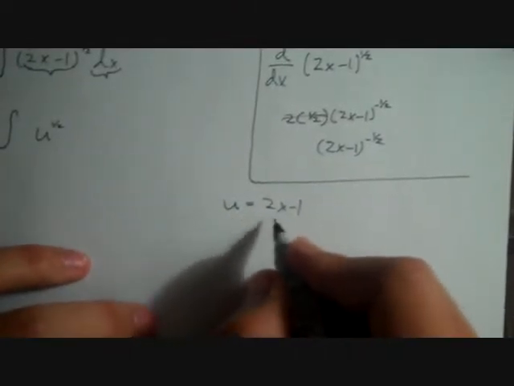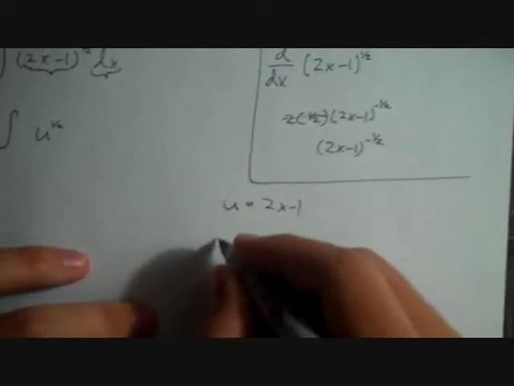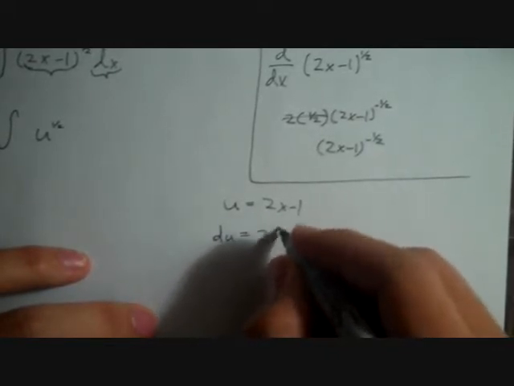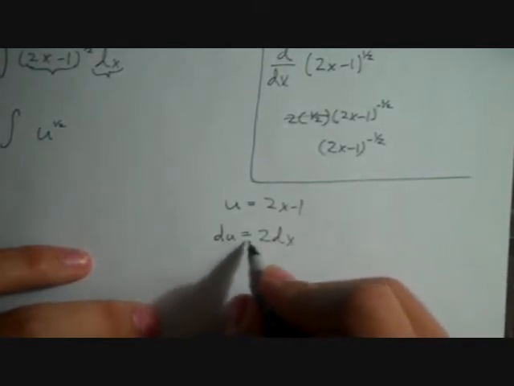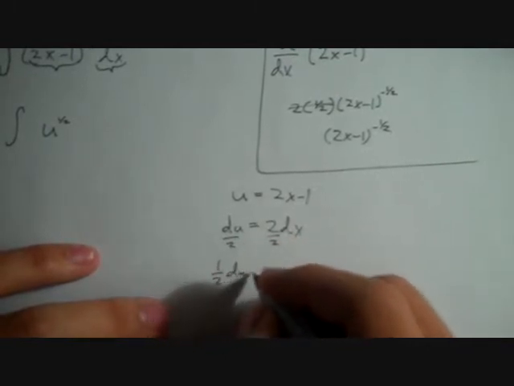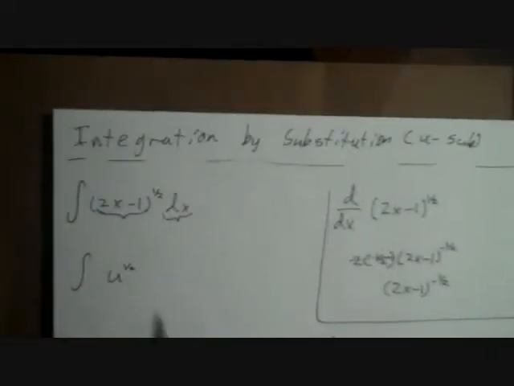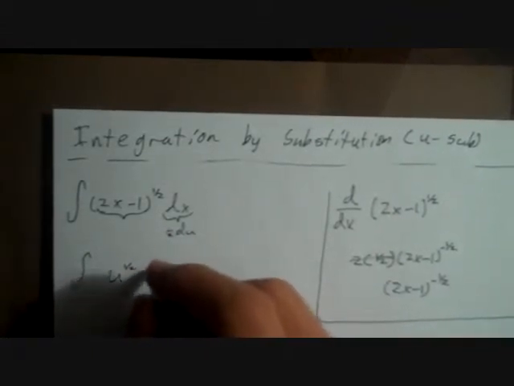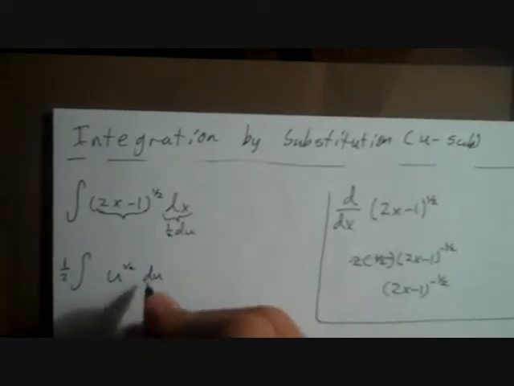Well, let's take the derivative of our original relationship that we stated. So the derivative of u, that's du, and the derivative of 2x minus 1 is just 2 dx. So we know that du is twice dx, so let's divide by 2. We know that 1/2 du equals dx. So now, wherever we have dx up here, we can just replace it with 1/2 du. And 1/2 is a constant multiple, so let's just put it outside. So we have 1/2 du.